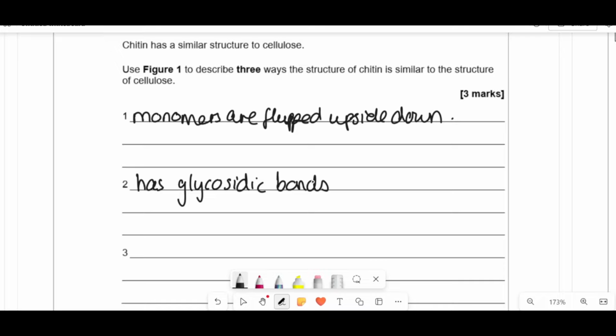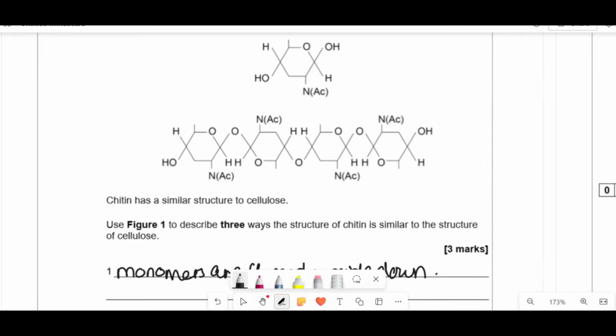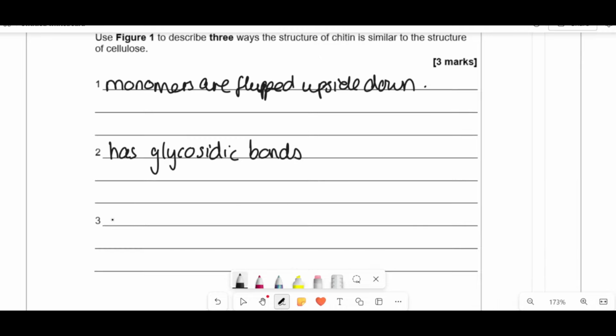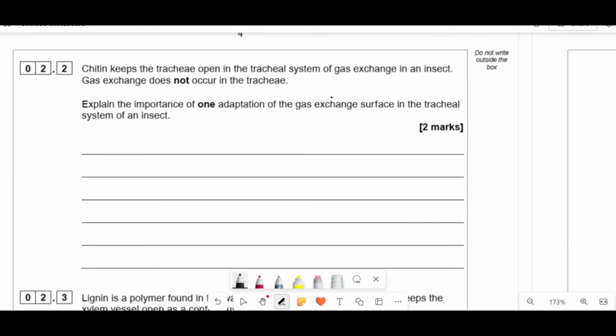And if we think about our different sorts of carbohydrates, starch, remember, can be coiled as well as branched, and straight and unbranched. Whereas here, this is just unbranched. There's no branches here, and it's told you as well that it has a similar structure to cellulose. So you can infer from this straight line that it's unbranched. Another similarity is that it is unbranched. There you go. So chitin keeps the tracheae open in the tracheal system of gas exchange in an insect. Gas exchange does not occur in the tracheae.